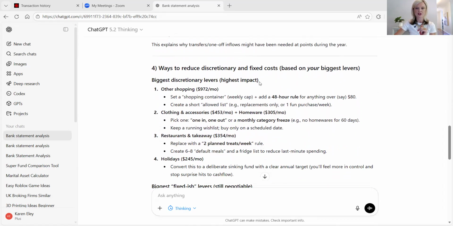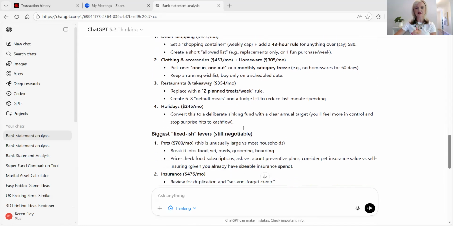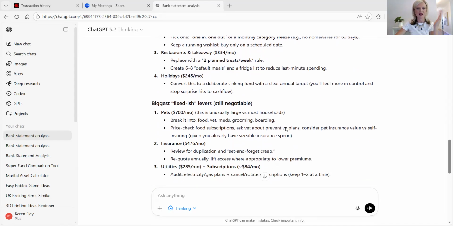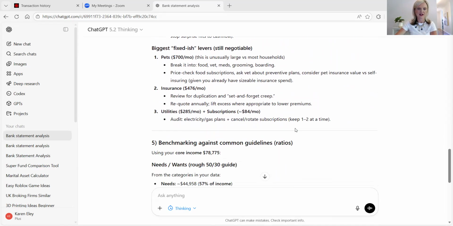Ways to reduce discretionary and fixed spending. So it's looking at my biggest levers here. Where can I do that? So my discretionary spending, my clothes, takeaway, and then it just comes up with ideas around what you can do for those things, which I think are some really great handy tips, which you can go through and have a look at for your own. Again, it's picked up pets. That one was just a one-off expense. I shouldn't have taken it out there. It's looking at subscriptions and insurances, making sure that you go back and reprice those, which I do every year. So that's all great.